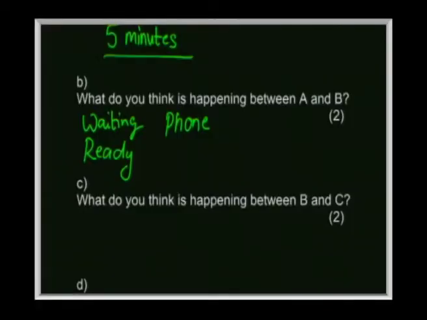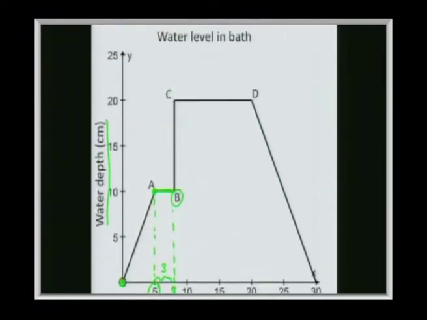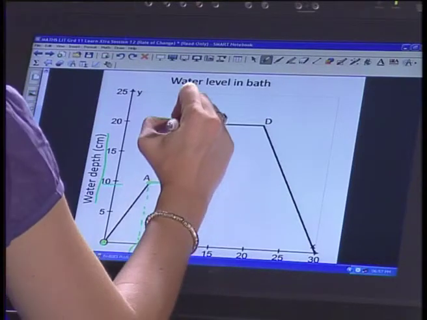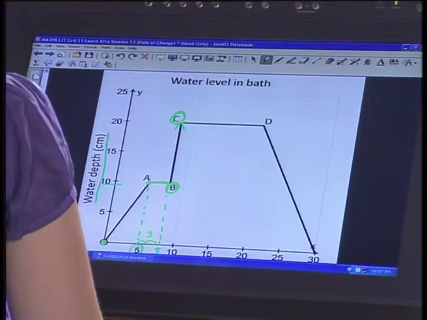What do you think is happening between B and C? Well, let's go back to our graph and have a look. Here's B and here's C. Suddenly, the bath goes from 10 centimeters in depth all the way to 20 centimeters in depth. And it happened almost instantaneously, because this line is absolutely vertical.